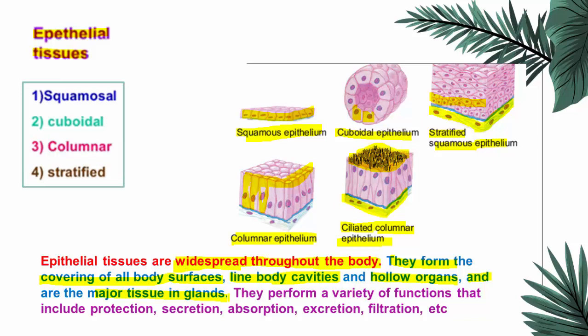Even the glands are also having epithelial tissues, and remember, glands are involved in the function of secretion. Either they produce and secrete hormones or they produce and secrete juices. Even glands are also having epithelial tissues. So moving to the next sentence here, the epithelial tissues perform a variety of functions such as protection.